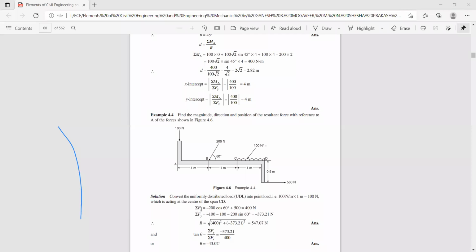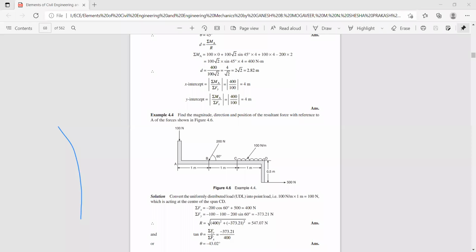Here sigma F x is positive and sigma F y is negative, hence the resultant lies in the fourth quadrant. Once you get sigma F x and sigma F y, you can calculate the magnitude of the resultant using the expression. Thereby you get the magnitude of the resultant as 547.07 Newton. Next, you need to find the direction of the resultant: tan theta is equal to sigma F y by sigma F x. So you get the value of theta as 43.02.